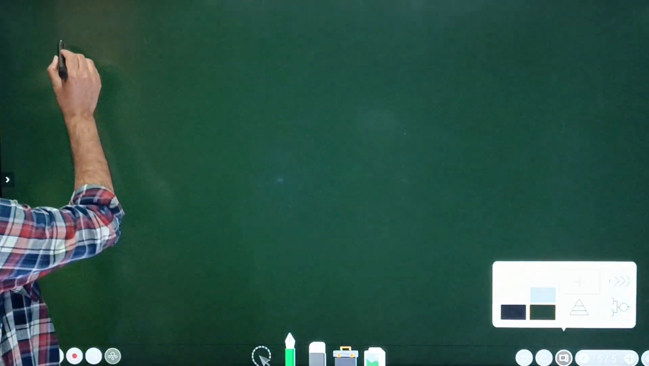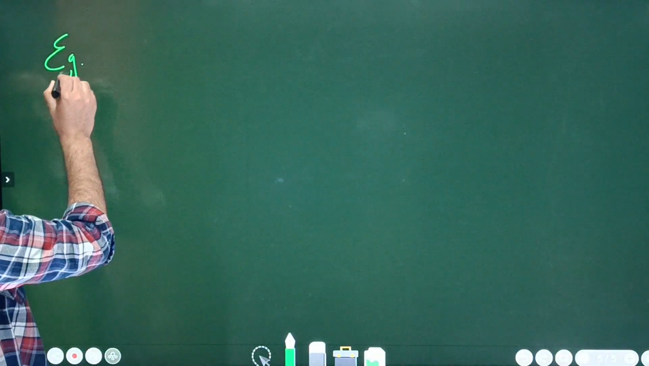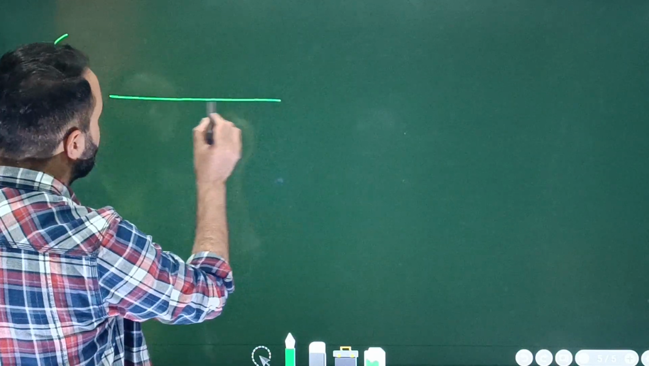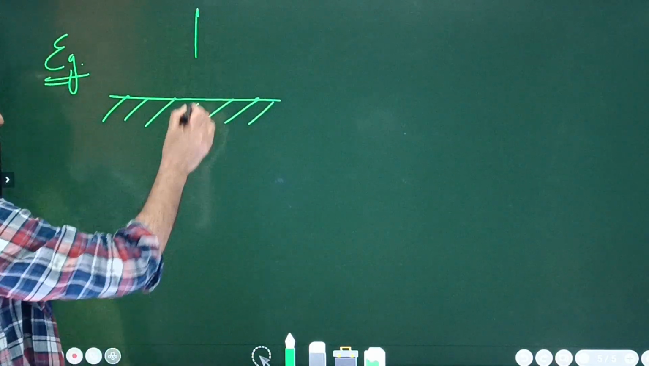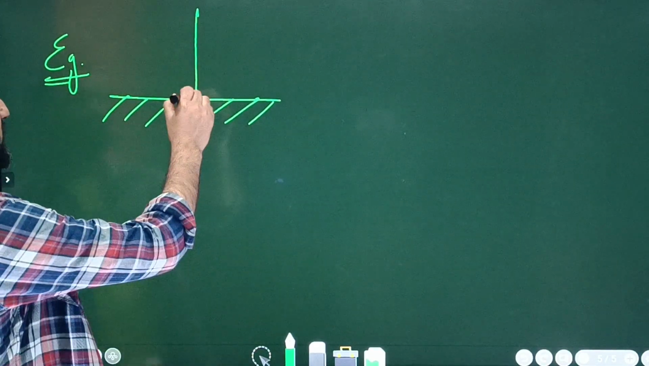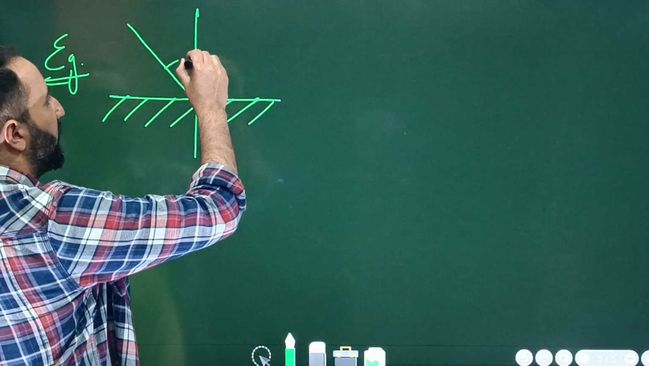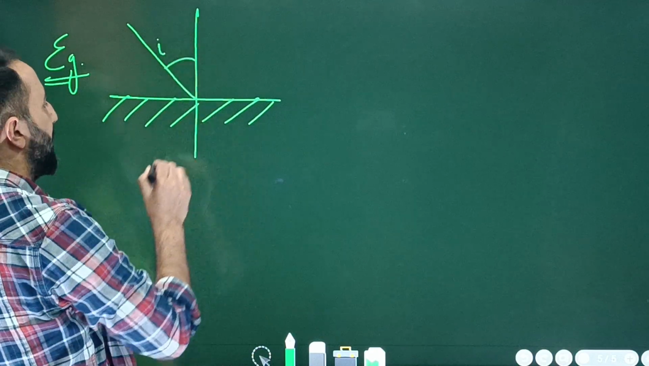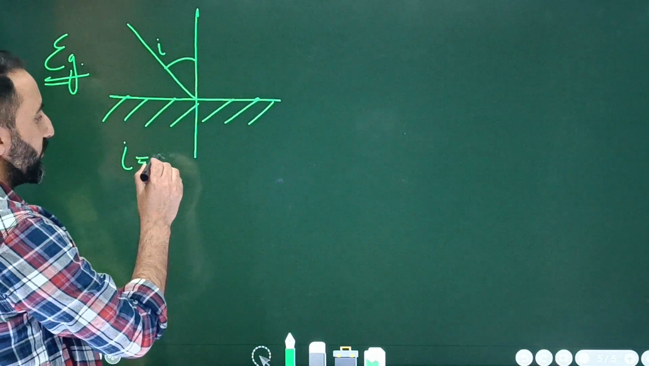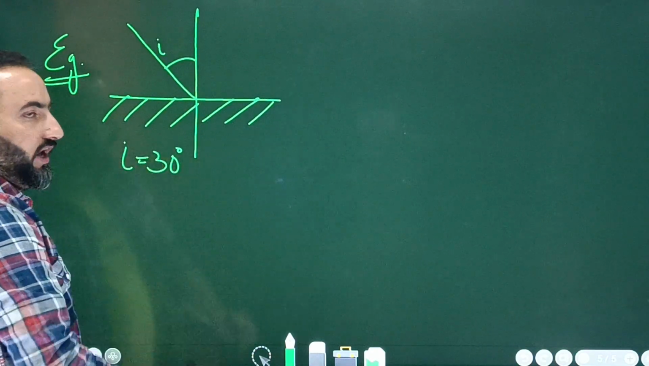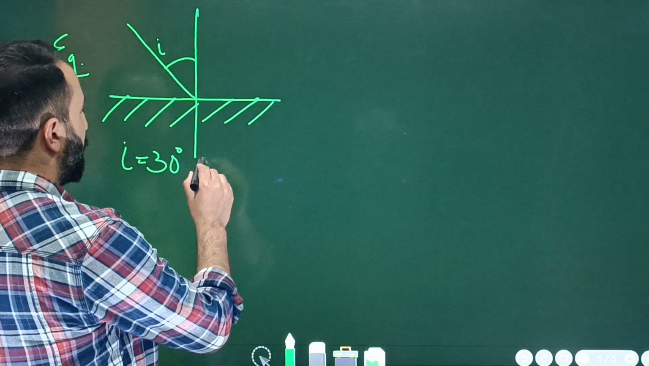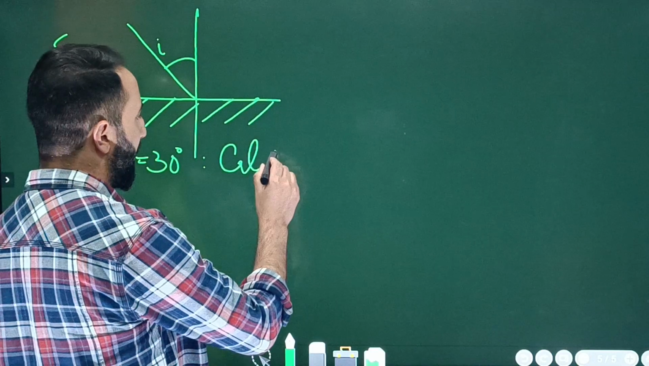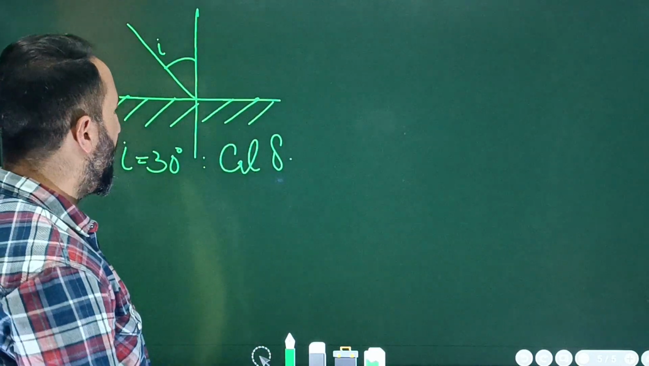Simple question, beta, this. Example is simply like this: this is the mirror that is given to us, and you know that this is the normal to the mirror. Now this ray of light is the incident ray of light, and this angle is angle of incidence, and angle of incidence is given to you. It's equal to, for example, 30 degree. And what you have to calculate is the angle of deviation.